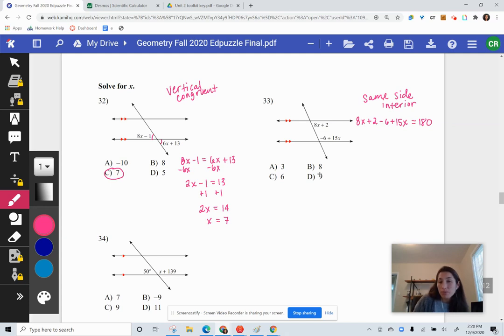So we'll combine our like terms. We're going to combine 15 with 8. Those are all of our x terms. So 15 plus 8 would be 23. And then we're going to combine 2 and negative 6. That would be negative 4 equal to 180. We can then add 4 to both sides. That's going to be 23x equals 184. We can then divide by 23 on both sides. And x would equal that 184 divided by 23, and that will equal 8.